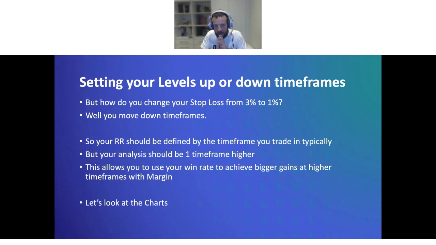But your analysis should be one time frame higher or lower. Maybe I got that wrong. Higher, in my mind, higher is smaller, but it should be, sorry, one time frame lower. So what I mean by that is, if you trade on a 1 hour, you need to learn to do your analysis on the 10-minute. And that is really where you can then use margin to achieve bigger gains on a higher time frame. I'm going to show you that more practically when we jump into the actual chart itself. So let's hop back to our little BTC chart and we'll have a look at that.